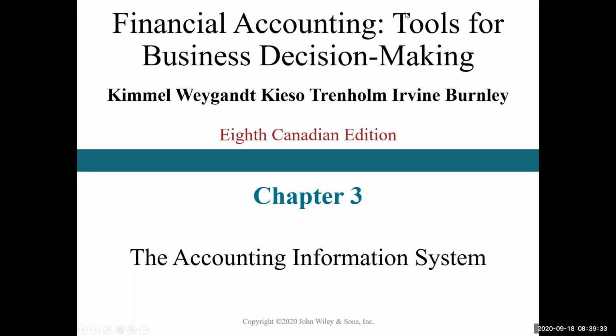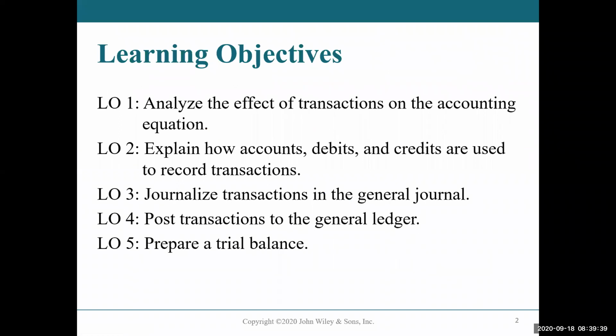Hello, everyone. So we are looking at Chapter 3, Accounting Information System. What we are going to learn in this chapter is to analyze the effect of transactions on our accounting equation, which is assets equals liability plus equity. We'll explain how the accounts, debits, and credits are used for recording these transactions. We will journalize these transactions in General Journal. We will post them and then prepare trial balances.